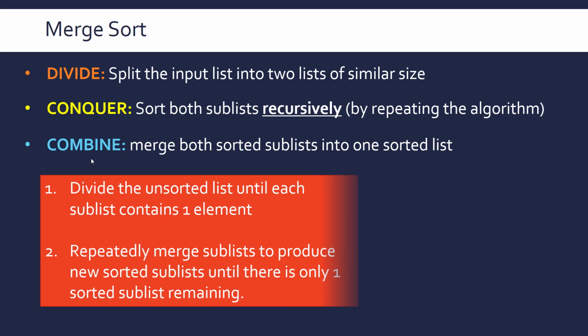To go through the algorithm in simpler terms without talking about recursion, first of all, you're dividing the list until each sublist contains one element. A one element sublist is taken to be sorted because it is effectively sorted. You then have to repeatedly merge these sorted sublists to produce new sorted sublists until you only have one sublist, which is your output.